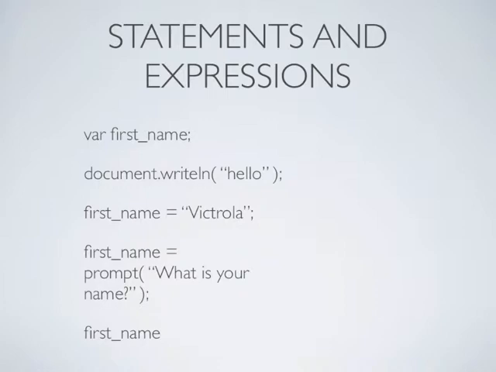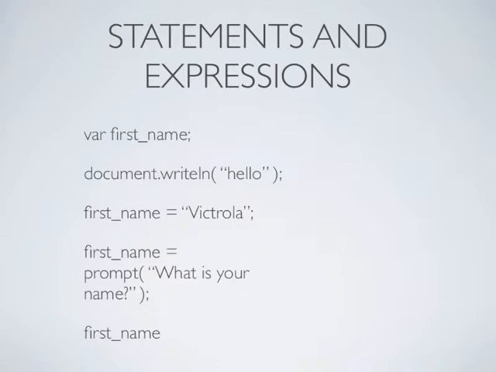First name equals the string literal Victrola. Of course, we'll assign that string literal to the first name variable, so the value of the first name variable will be equal to Victrola. First name equals prompt, what is your name? Of course, will pop up a box that will allow the user to fill in a value, which will then be assigned to the first name variable, stored in the memory location that the first name variable refers to. And then the very last one there is just the first name variable all by itself, not inside quotes.